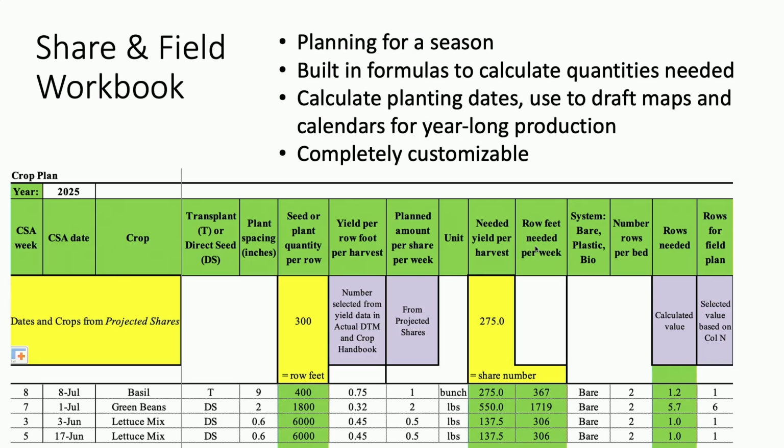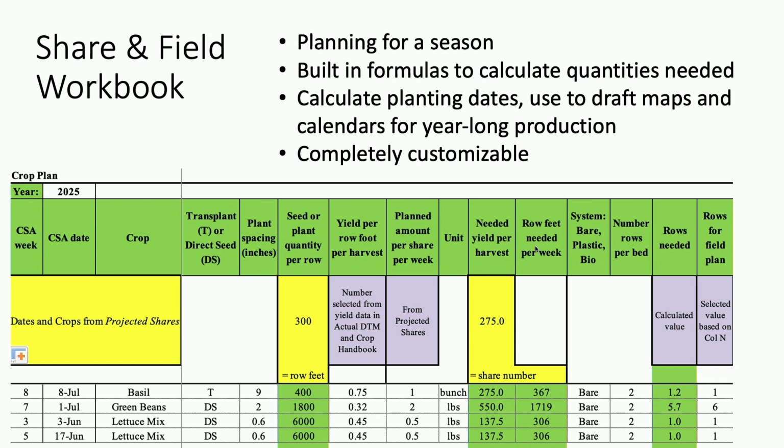And then we have two downloadable workbooks. So in the physical manual, you'd have to follow the website to download them. On the digital copy, you can just click the link and it'll lead you to a downloadable version of these workbooks. The first one is a share and field workbook.